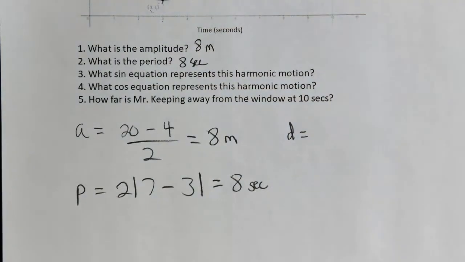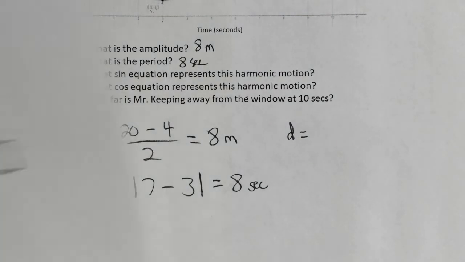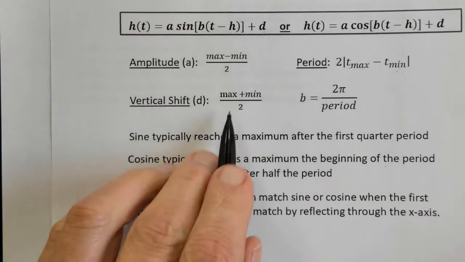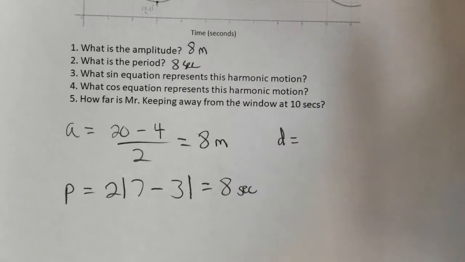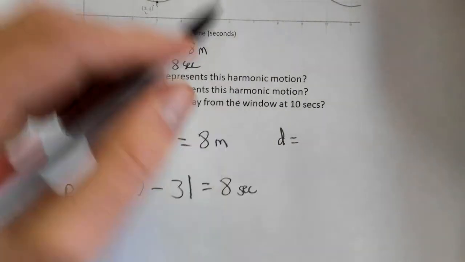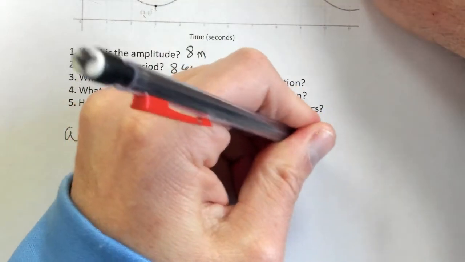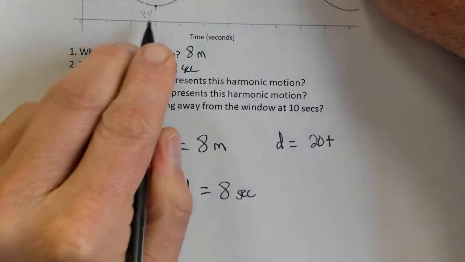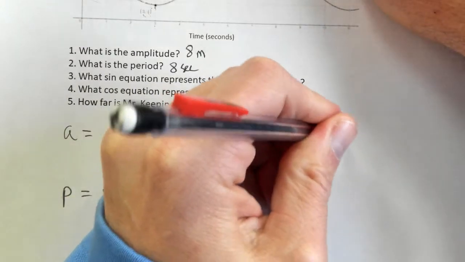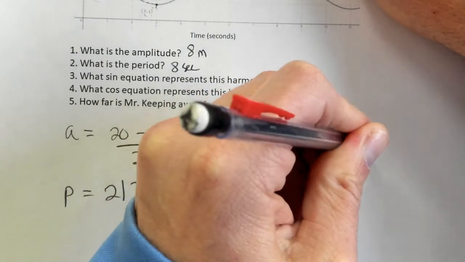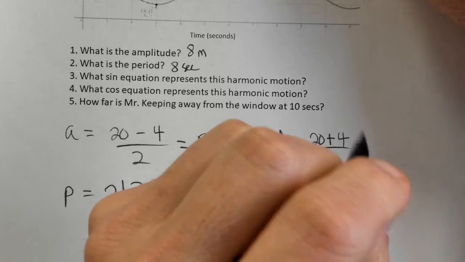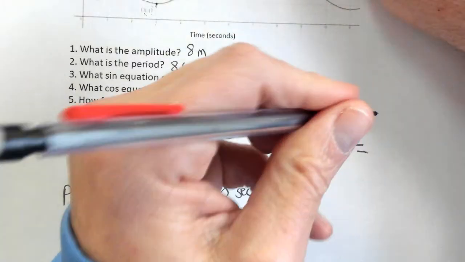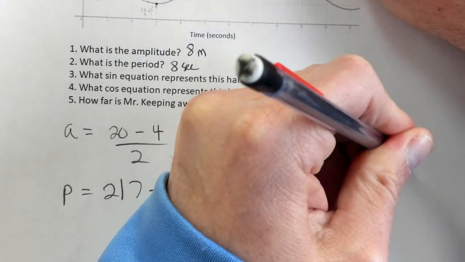And so remember, D is going to be your vertical shift. And so that's max plus min divided by 2, so the average of the max and the min. And so here, my max value is 20, plus my minimum value is 4. I'm going to add those together and divide that by 2. And so that's going to make my vertical shift 12 meters. All right.